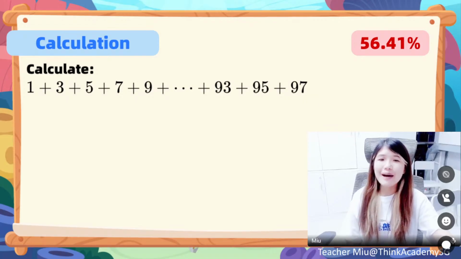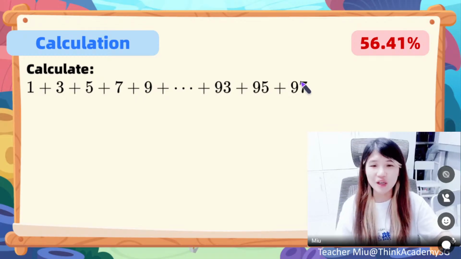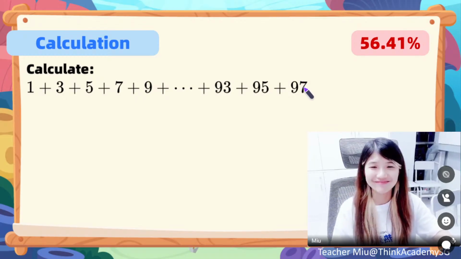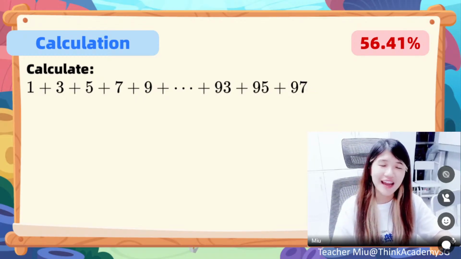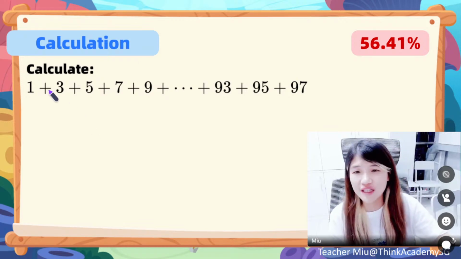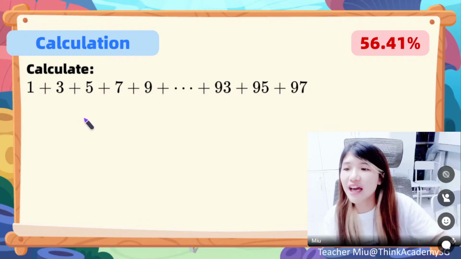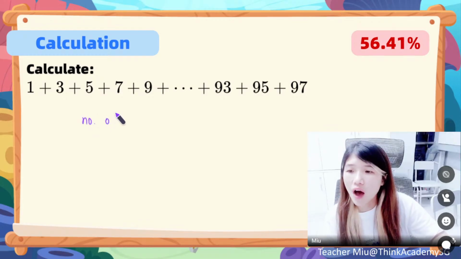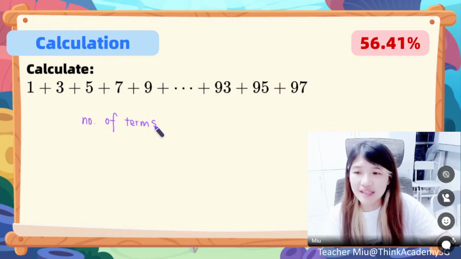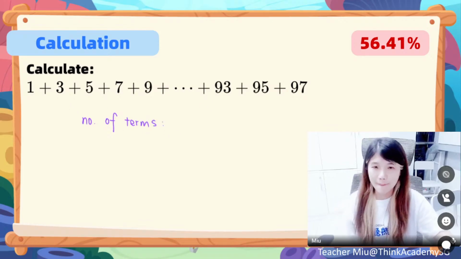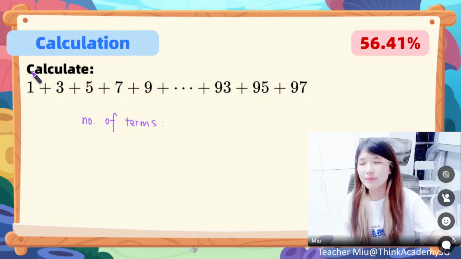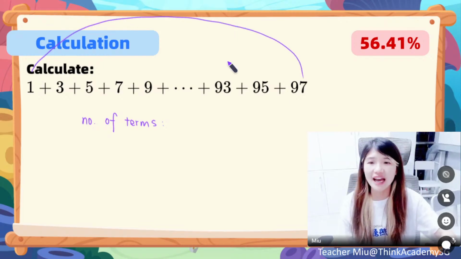The sum of the sequence, a special sequence. How can we do it? All right, actually for this one, first thing first, from 1 all the way to 97, you can just find out the number of terms first. That means in this sequence, how many terms are there? Which is from the first term 1 all the way to the 97.